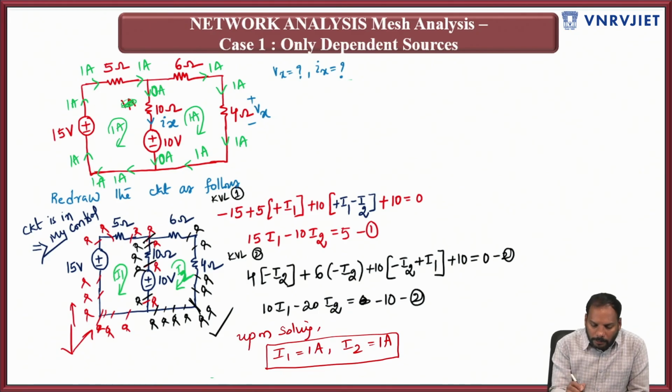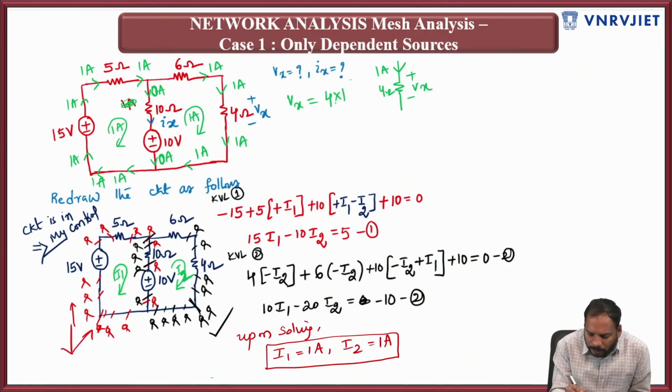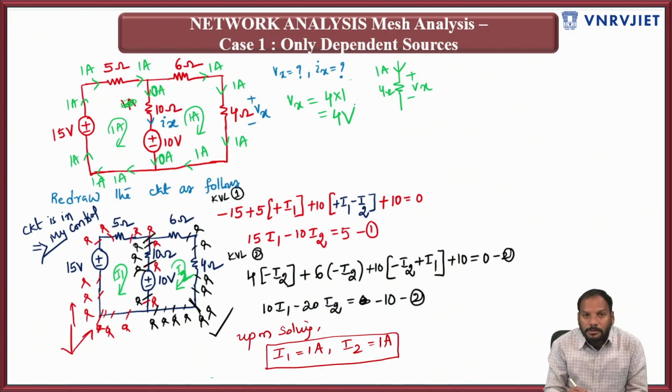Now coming to the value of Vx. I'll try to draw this separately. So this is plus minus Vx. The resistor is 4 ohms and the current coming here is 1 ampere. The value of Vx is directly the current entering the positive terminal of Vx. So the answer is simply 4 into 1, which is equal to 4 volts.